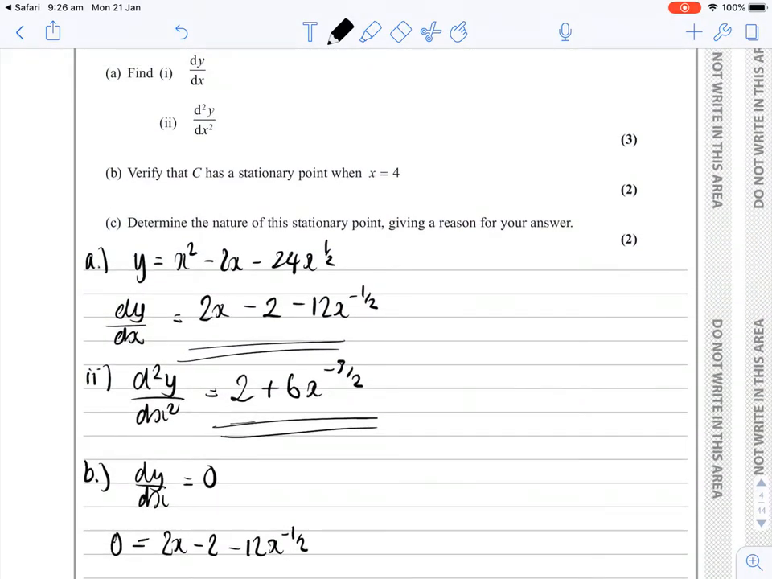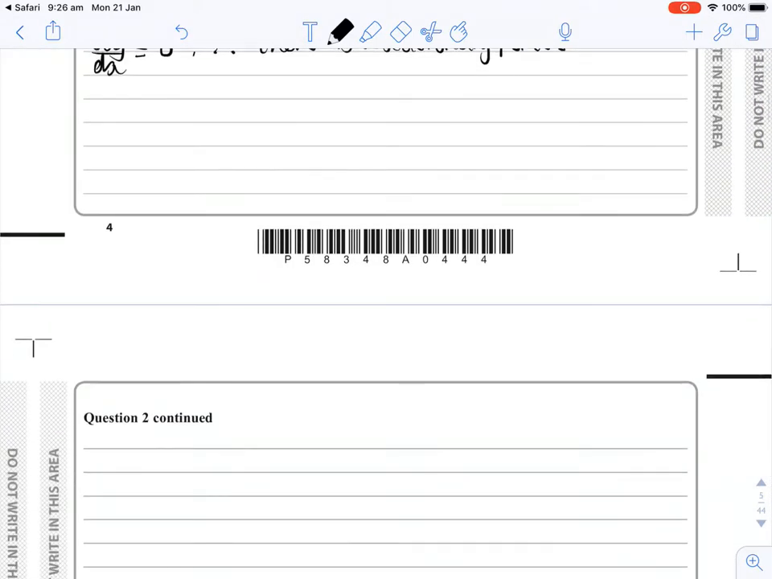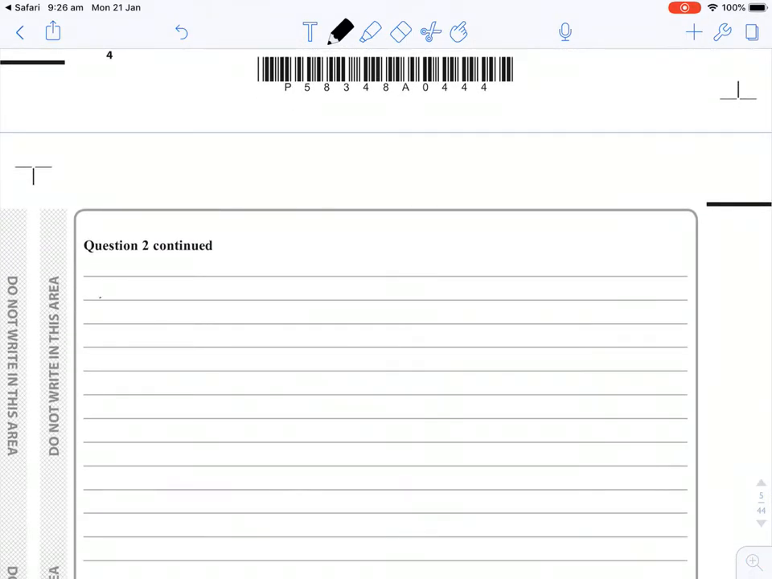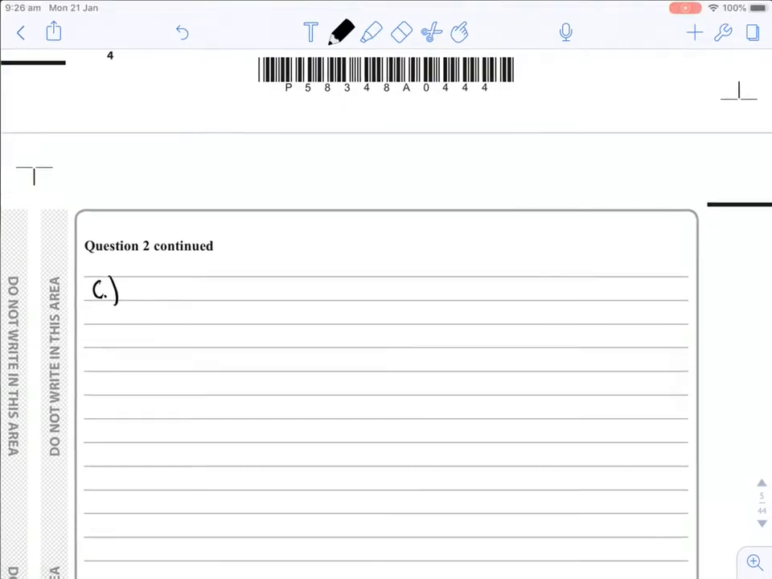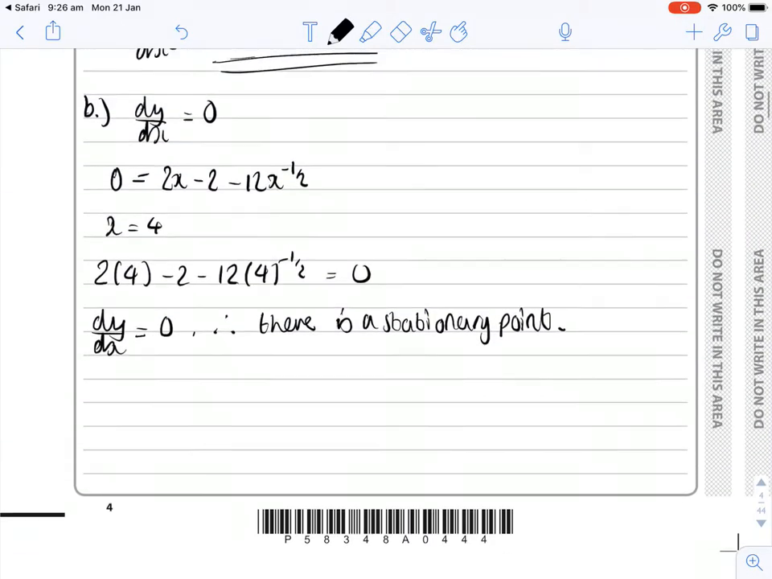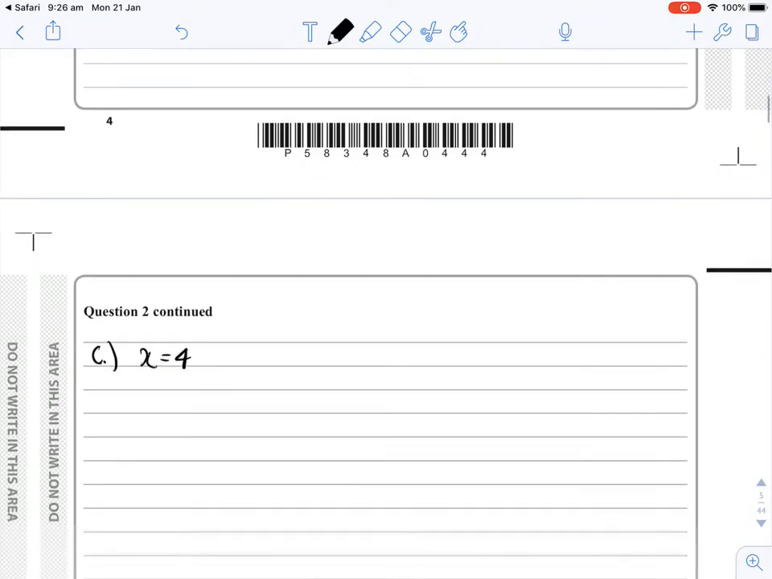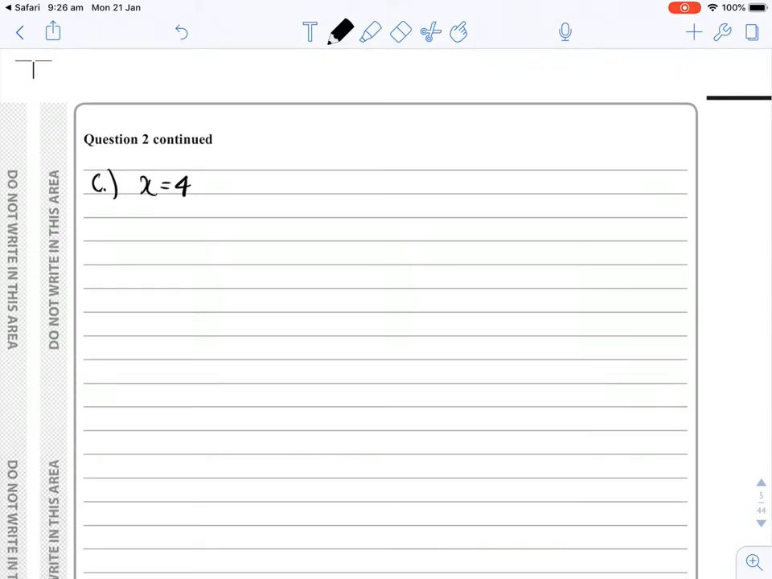Part C, determine the nature of this stationary point, giving a reason for your answer. So we know that the stationary point is at x equals 4. To determine the nature, we have to plug this value into d squared y/dx squared and look at the sign of the answer, positive or negative.